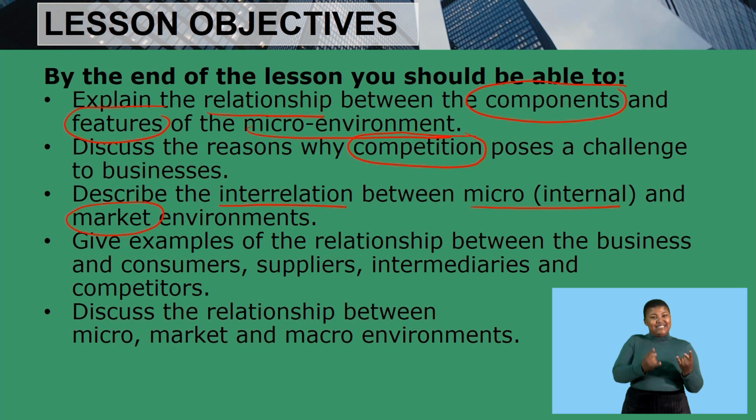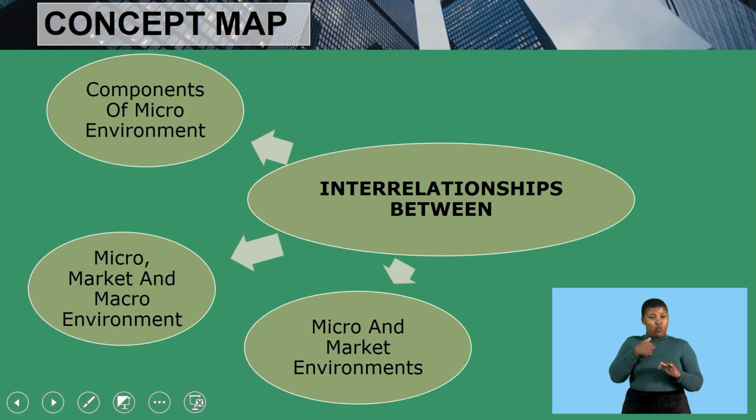And we're going to discuss that with examples by looking at the relationship between the business and the consumers, the suppliers, the intermediaries, and the competitors. And then lastly, we are going to discuss the relationship between the micro, market and the macro environment. So that is our lesson objectives for this lesson, and here is our concept map.